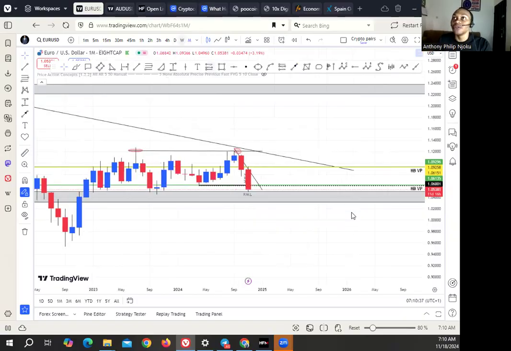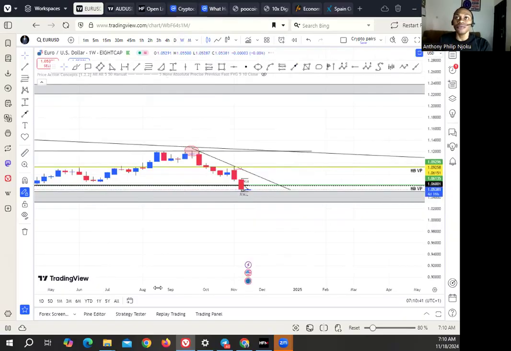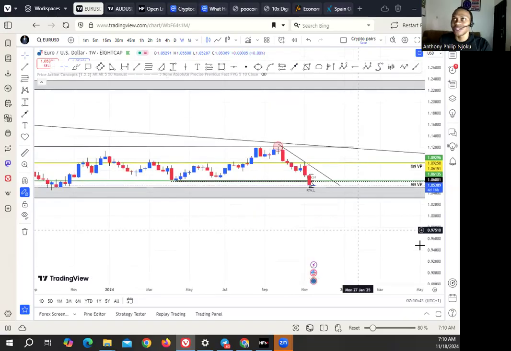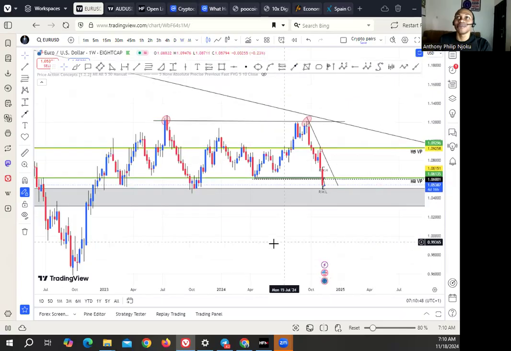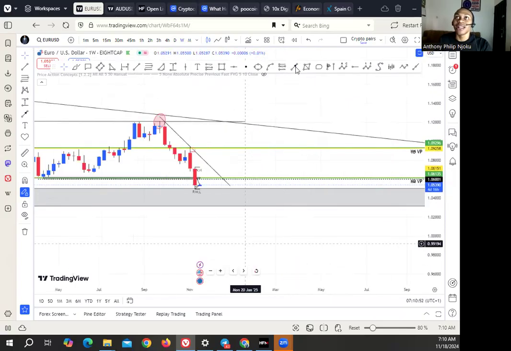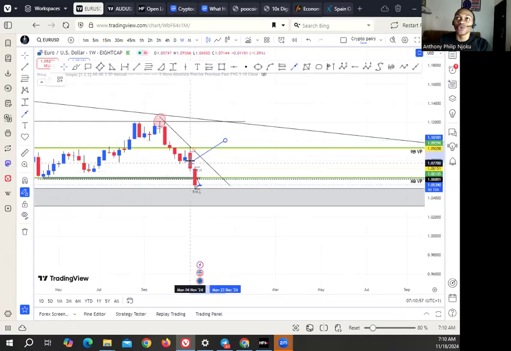So let's go to the weekly time frame. On the weekly time frame, what we come to search for are chart patterns. Before we search for chart patterns, I already marked out last week's high and last week's low, because each candle here represents one week of price data.